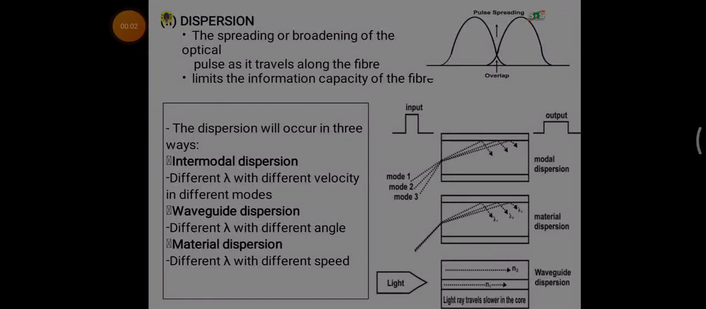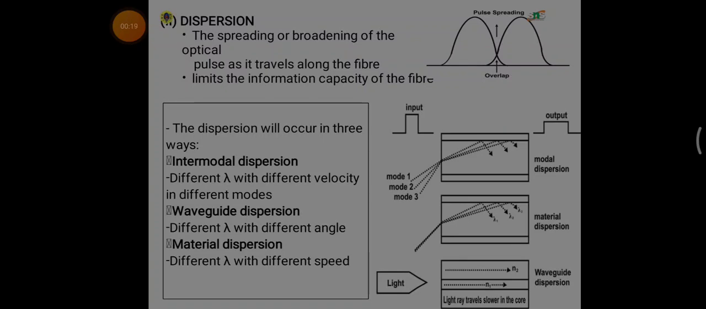So welcome. Now we will discuss dispersion. The optical signal becomes increasingly distorted as it travels along the fiber. This distortion is due to the dispersion effect.